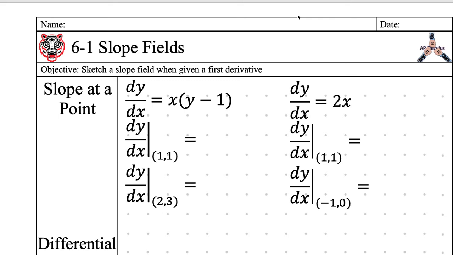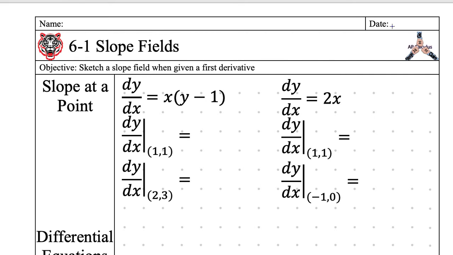All right, so we are on lesson 6-1. We have 3 lessons this unit, so nice and short. Today's date is Tuesday, December 10th, 12/10, 2019. Slope fields. Our objective today, who's going to read it?